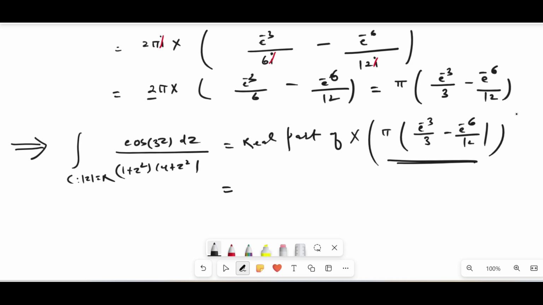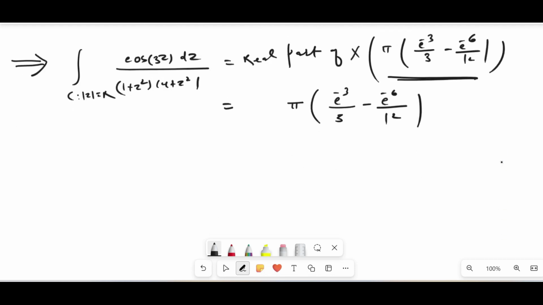So this value is equal to pi times e to the power of negative 3 over 3, negative e to the power of negative 6 over 12. So this is our required value.